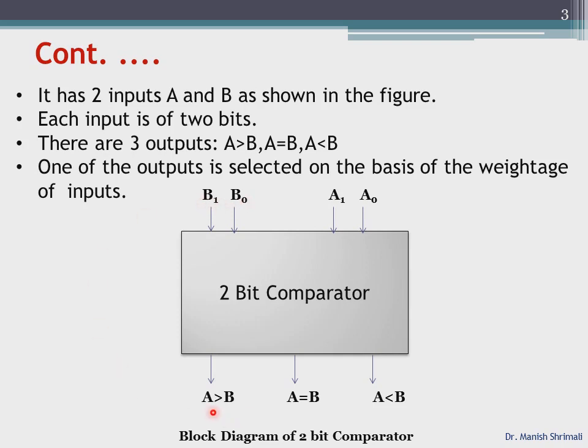Also, you can see over here that there are three outputs: A greater than B, A is equal to B, and A less than B. These are the three outputs of this 2-bit comparator. One of the outputs is selected on the basis of the weightage of the inputs. Means this comparator does comparison based on the weightage of the input bits. Let us see how it does these comparisons.